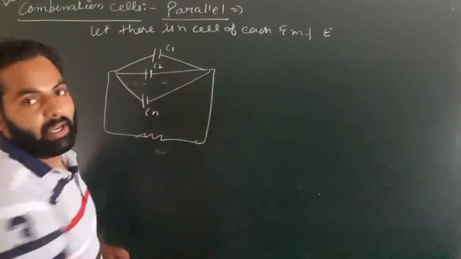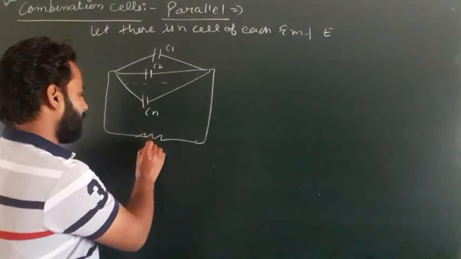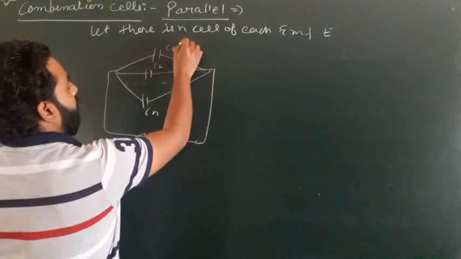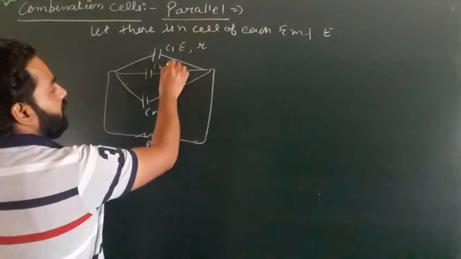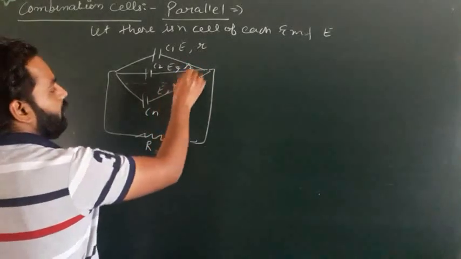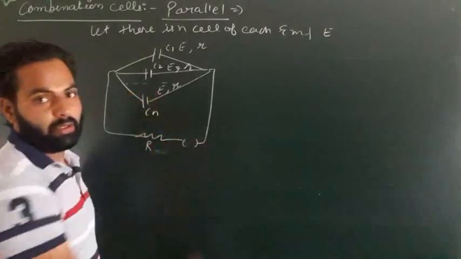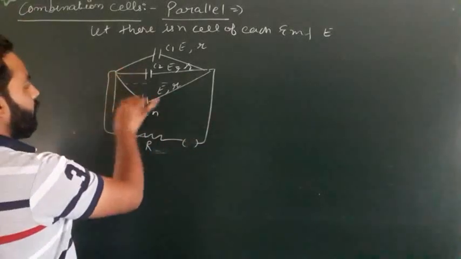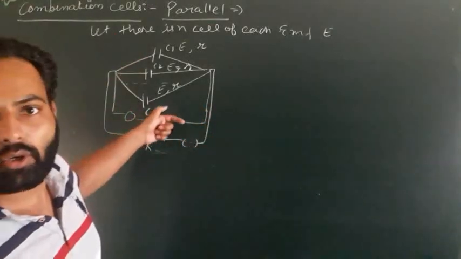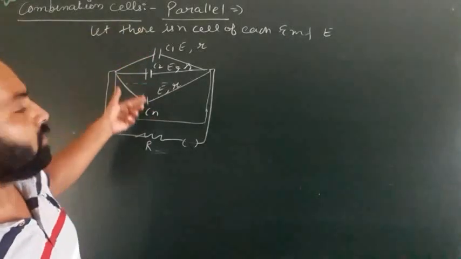So there are n cells connected in parallel with each other, and they are connected to the external resistance R, and each cell has EMF E and resistance small r. This is also EMF E with resistance small r. This is also EMF E and resistance small r. Now if the circuit is open and we connect a voltmeter, all these cells are in parallel, all having the same EMF, so their potential is equal to E.